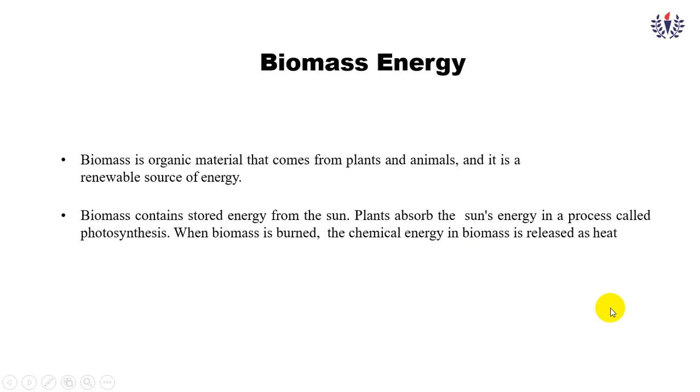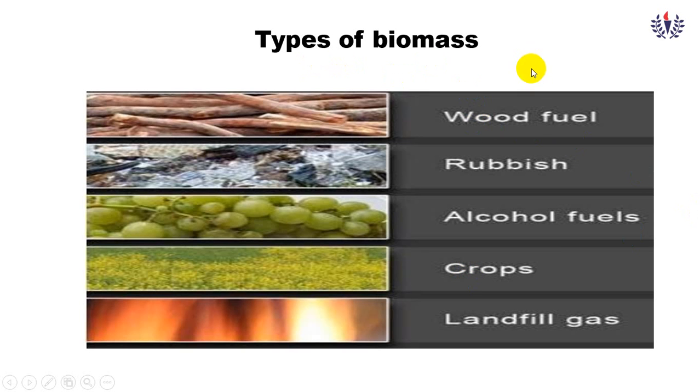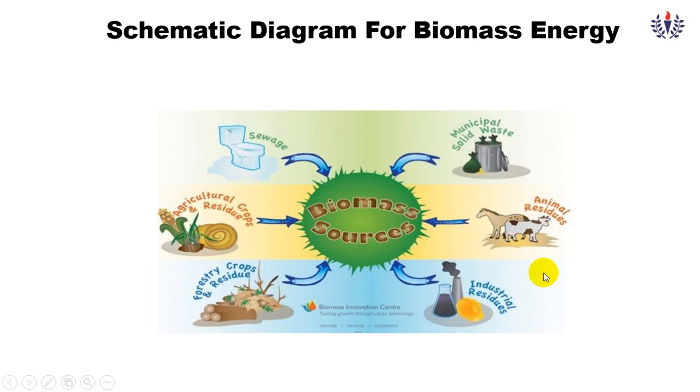The same steam is utilized to convert the steam energy. The steam energy once again converts to mechanical energy by means of turbines. The turbine is utilized to generate the electricity. So this is about the biomass. The various types of biomass are wood fuel. We can see this everywhere, especially in rural areas. Then rubbish waste or whatever the waste will be, maybe waste which is disposed outside. Then alcoholic fuels, that is also there, and dried crops, and landfill gases. These are all the types of biomass energy.